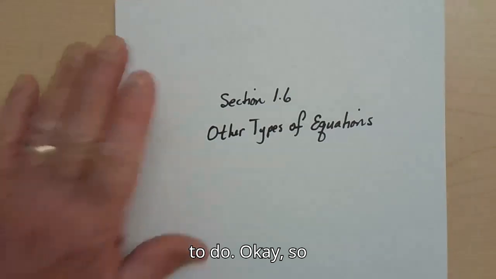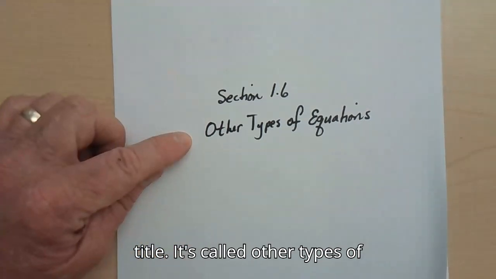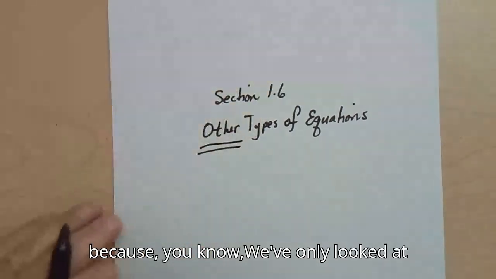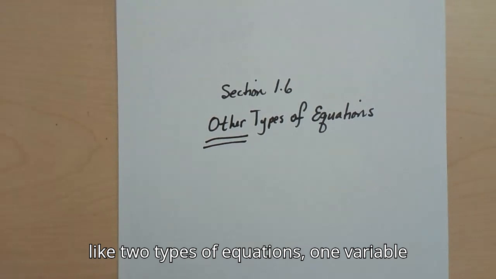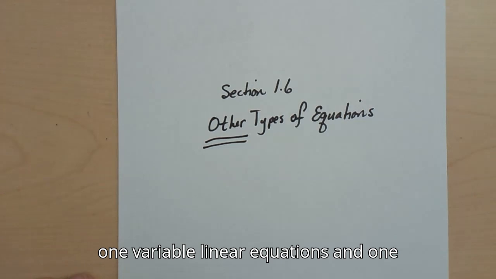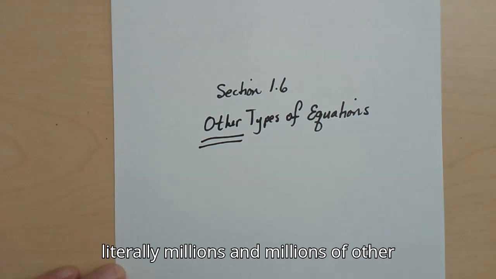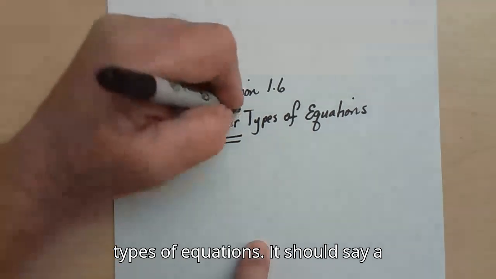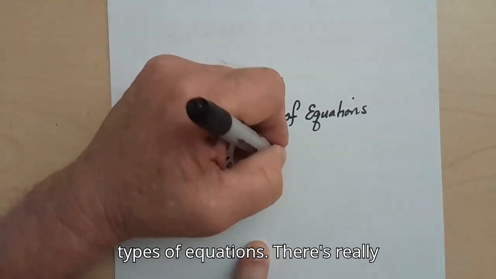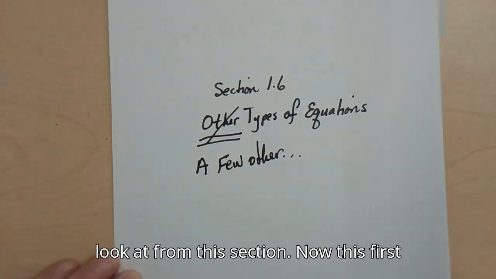Okay, so section 1.6 has a pretty ominous title. It's called Other Types of Equations. That's pretty daunting because we've only looked at like two types of equations, one variable linear equations and one variable quadratic equations. There are literally millions and millions of other types of equations. It should say a few other types of equations. There's really three other types of equations we need to look at from this section.